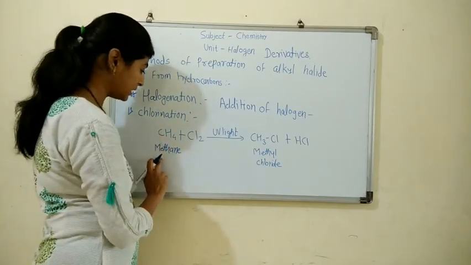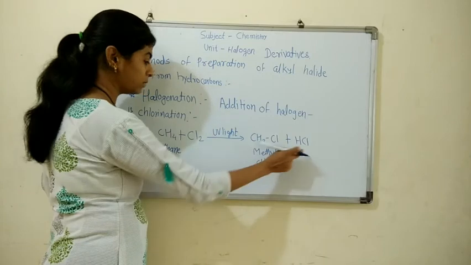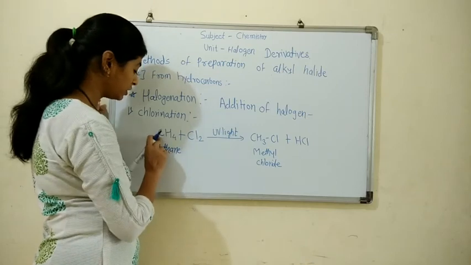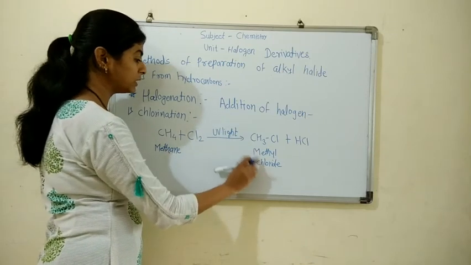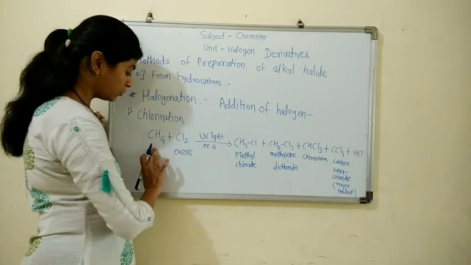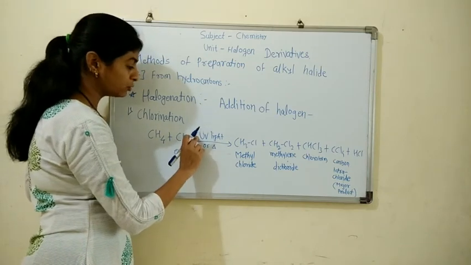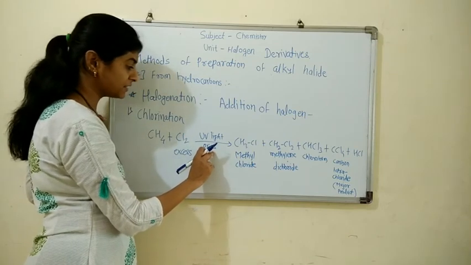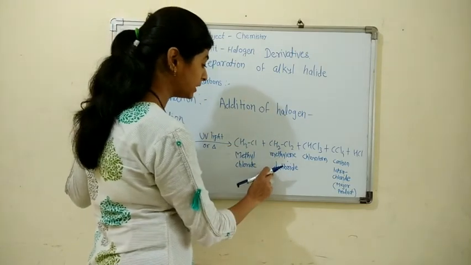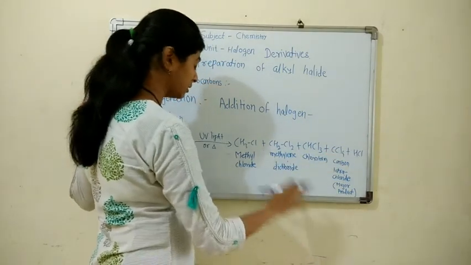Here, when methane reacts with chlorine in presence of UV light, we get methyl chloride plus HCl. Chlorine reacts in presence of UV light with methane, so that the product methyl chloride is obtained. In the second case, when methane reacts with excess Cl2 in presence of UV light or if heat is given, then a combination of methyl chloride, methylene dichloride, chloroform and CCl4 is obtained.